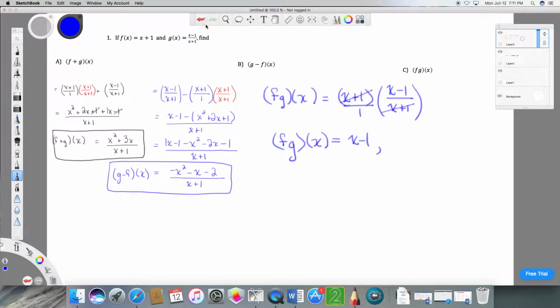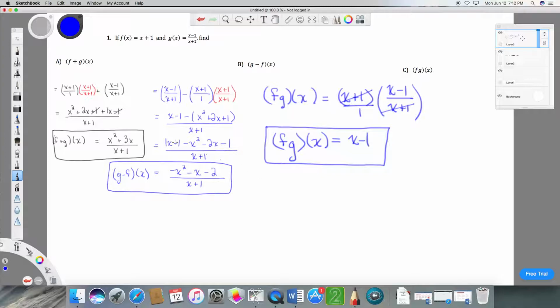Now, of course, there's restrictions on each one of these. Here, x couldn't be negative 1, or we wouldn't be able to add them together. Here, x couldn't be negative 1, or we wouldn't be able to subtract them. And here, x couldn't be negative 1, or we couldn't multiply them together. So it is important to recognize that. But in the later parts, we find the domain of each one of these. All right, so let's do that.